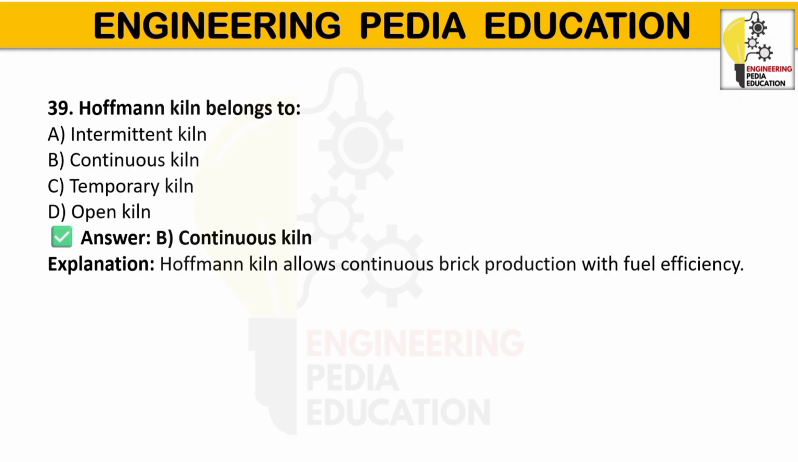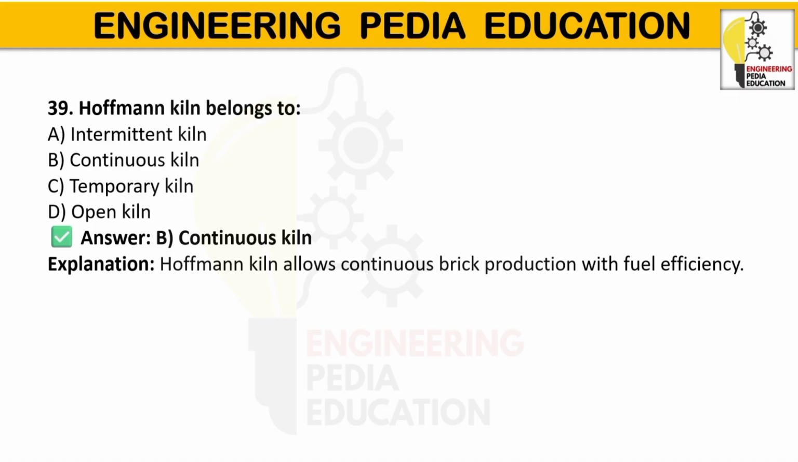It consists of a series of chambers arranged in an oval or circular form. Bricks are continuously loaded and unloaded. Fire moves from one chamber to another. Better temperature control. Advantages: continuous operation, uniformly burnt bricks, higher fuel efficiency, larger production capacity. What are the disadvantages? High initial cost is there, and skilled operation is required.